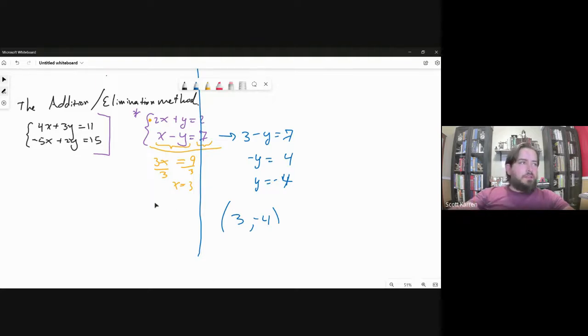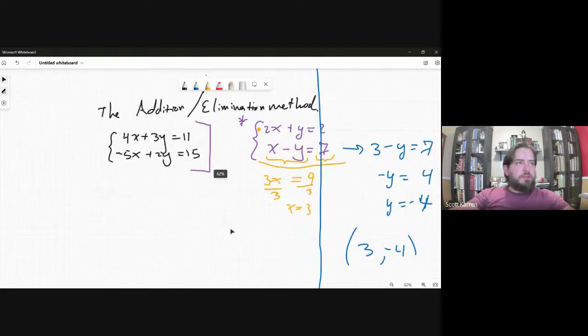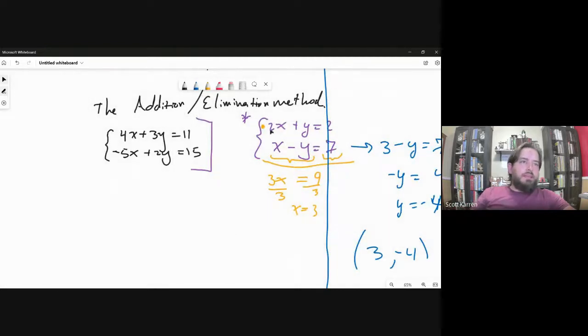So let's go back to this first one that we said we'll come back to. The idea is this right here, that I have a y and a negative y. I have one of the variables that has the same but opposite coefficient in front. And I don't have that here, but I can use the multiplication principle of equalities to manipulate these to get it there.